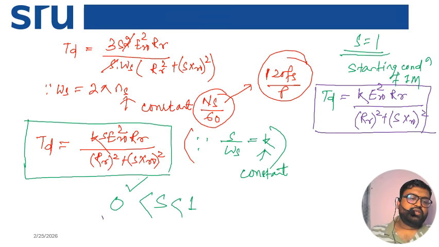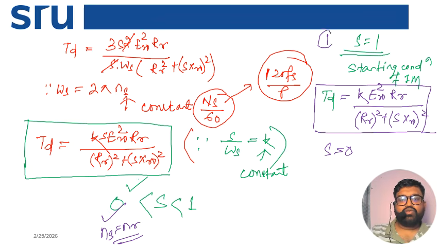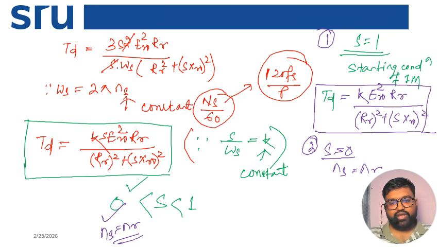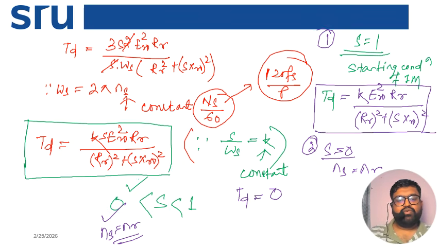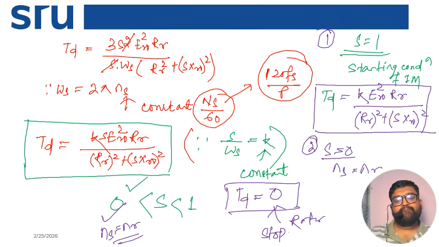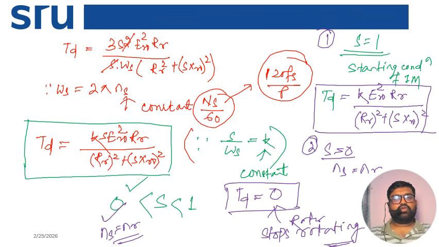Now coming to the next, S equal to 0. S equal to 0 means that is your N is equal to NR condition. This is your condition 1, this is your condition 2, S equal to 0. During this condition, N is equal to NR. Now the point is, if N is equal to NR, what is the torque developed? T equal to 0. And if the torque developed is 0, then the rotor stops rotating, right? The point is that.